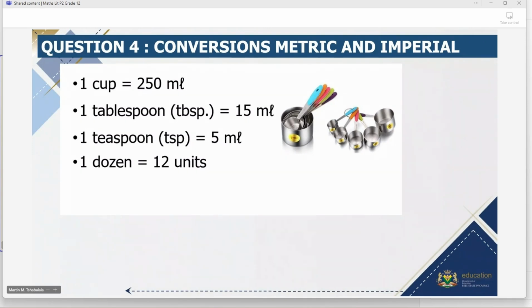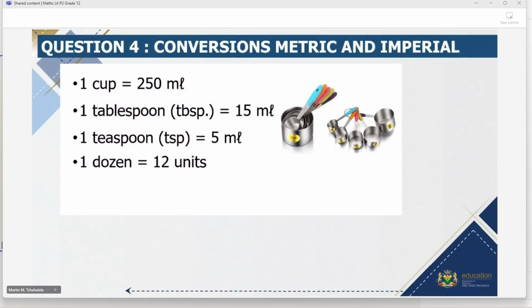1 cup is equal to 250 milliliters, 1 tablespoon. Remember, these ones are given, but you must be able to work with numbers. If they say 2 tablespoons of salt, the question might say how many milliliters. So you must know that 1 tablespoon equals 15 milliliters, meaning that 2 tablespoons will be 30 milliliters.